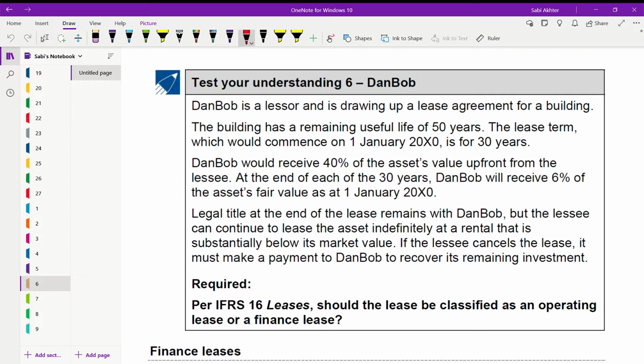Danbob is a lessor and is drawing up a lease agreement for a building. The building has a remaining useful life of 50 years. The lease term, which commences on 1st of January, is for 30 years.